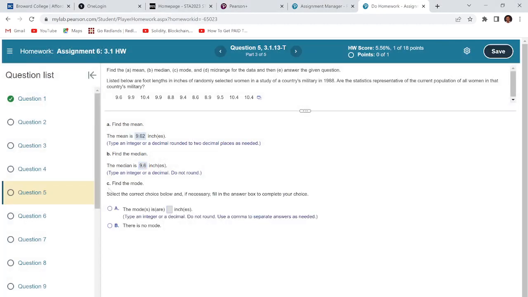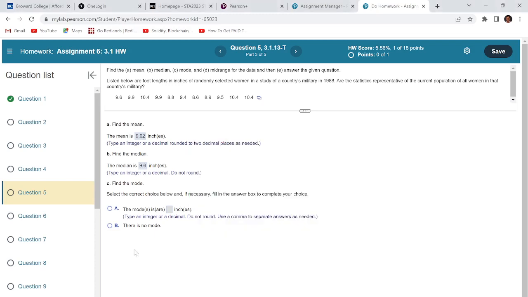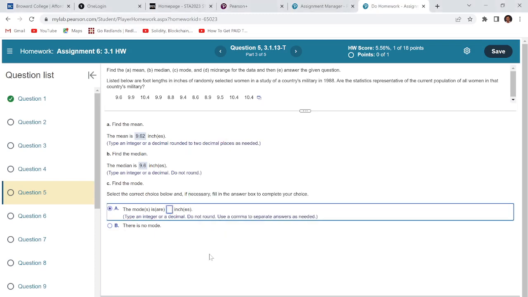Okay, now for the mode, look at here if anything is repeated. 9.9 and 9.9, it's repeated 2 times, 10.4 repeated 3 times. So the mode is the highest repeating number, which is 10.4 in this case.